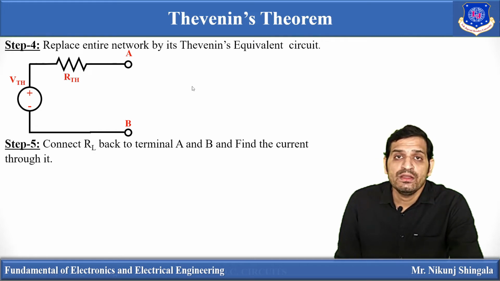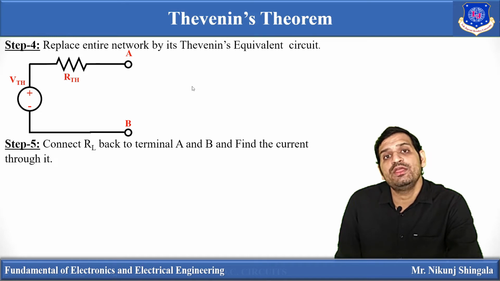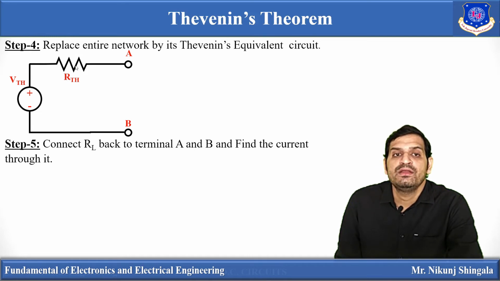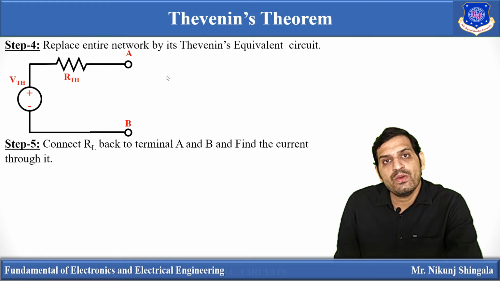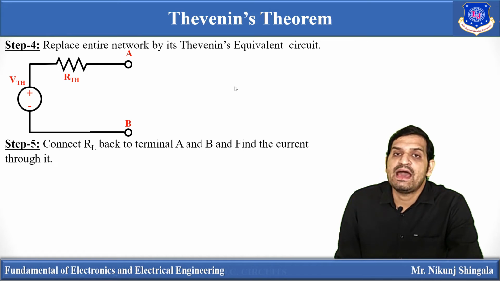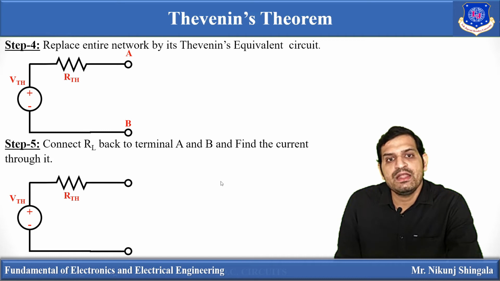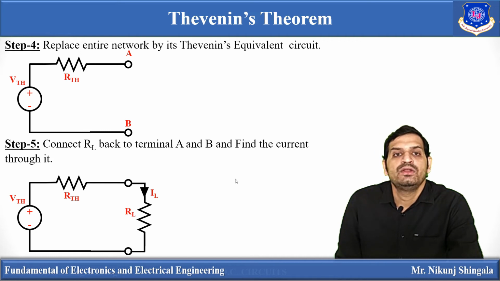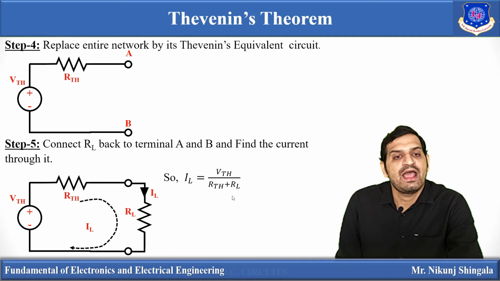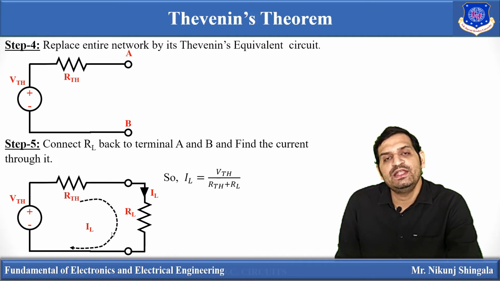Now we have been asked to determine the current flowing through RL. So after we have drawn the Thevenin's equivalent network, connect RL back to the terminals A and B. Now we can find IL easily because there is only one loop. If we apply KVL in this loop, IL is equal to VTH divided by RTH plus RL.